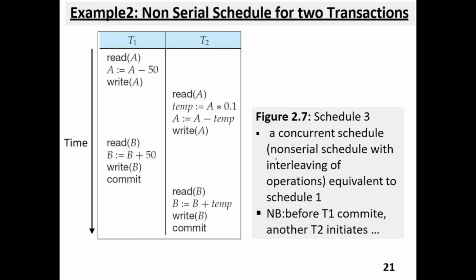When we come back to this one, non-serial, transaction 1 starts, modifies, writes, not committed here. Another transaction starts here, reads, modifies, writes A. Then back to transaction 1, read B, B is equal to B plus 50, write B, commit. Before the first transaction finished, another transaction started or interleaved.